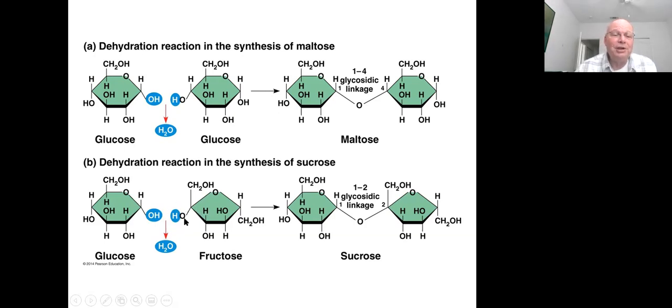So again, it's a dehydration reaction. We take the hydroxyl and the hydrogen, there's our water. We form the oxygen bridge, but this time it's between carbon number 1 on the glucose and carbon number 2 on the fructose, 1, 2, 3, 4, 5, and 6. And so this is known as a 1,2 glycosidic linkage.